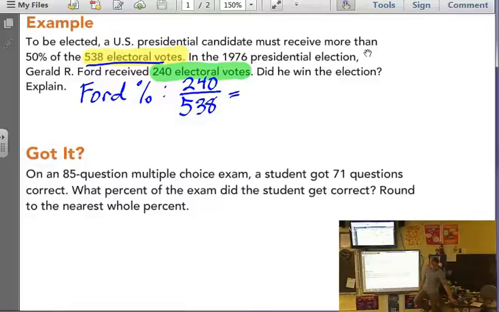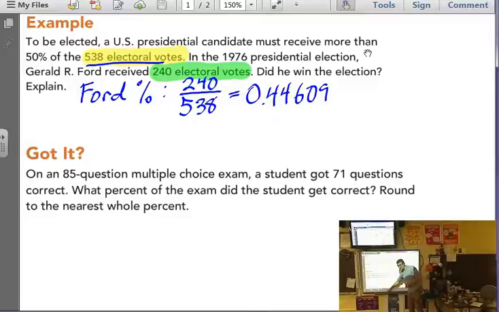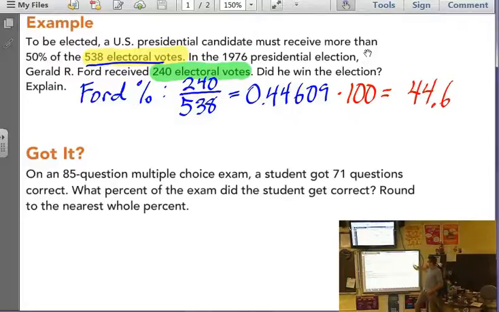So if I do Ford's votes divided by the total electoral college votes, I get 0.44609, and that's about as far as I care to write my decimal out. There's more decimal values, but we don't really care about them. I then, to turn it into a percent, have to multiply by 100, and that gives me approximately 44.61%. Did he win? No.